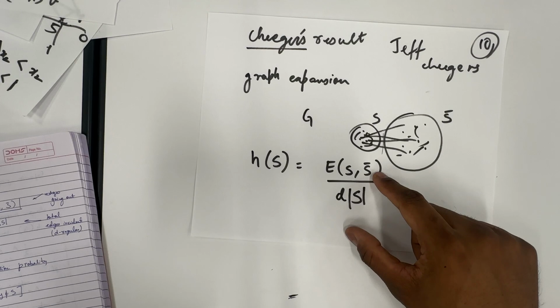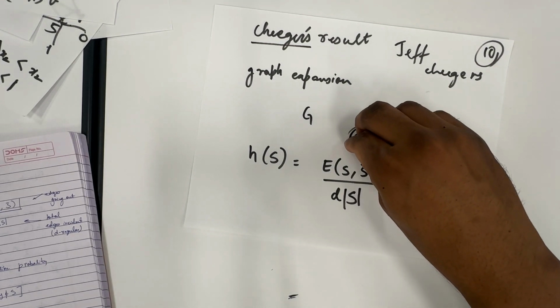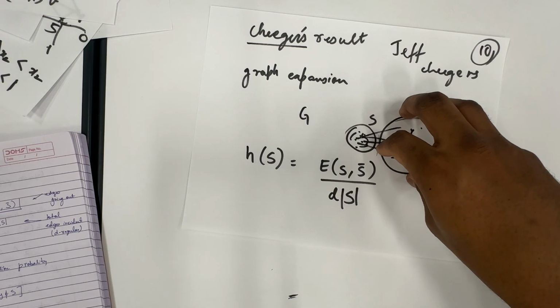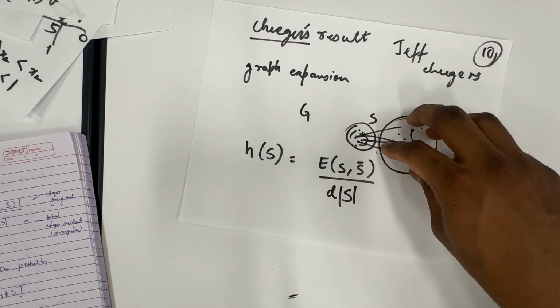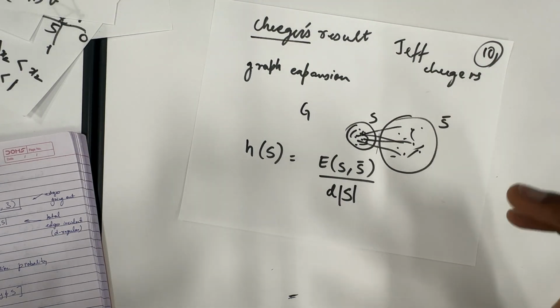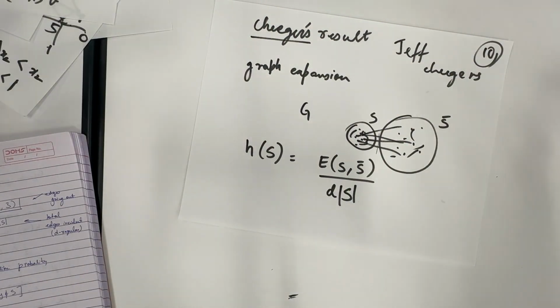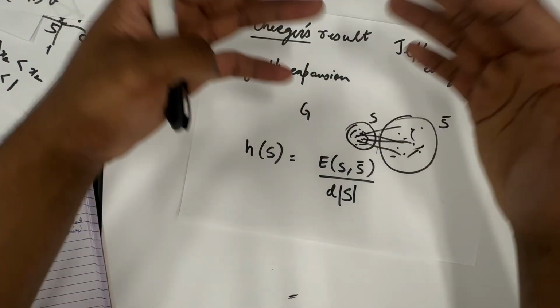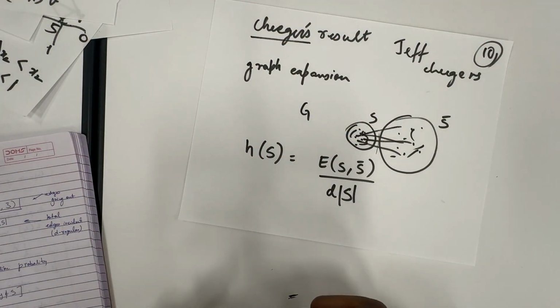If this number is high, that means there is a small number of edges incident on S, however a large portion of that is actually running outside S. So if I take one step from S, I'm most likely going to cover a bigger set. I'm going to expand my set a lot, I'm going to expand my range a lot.